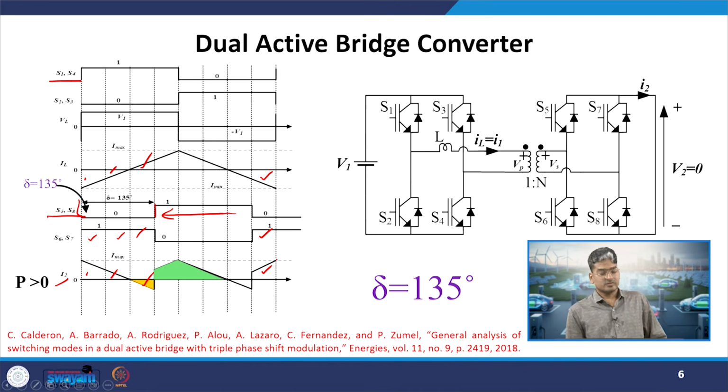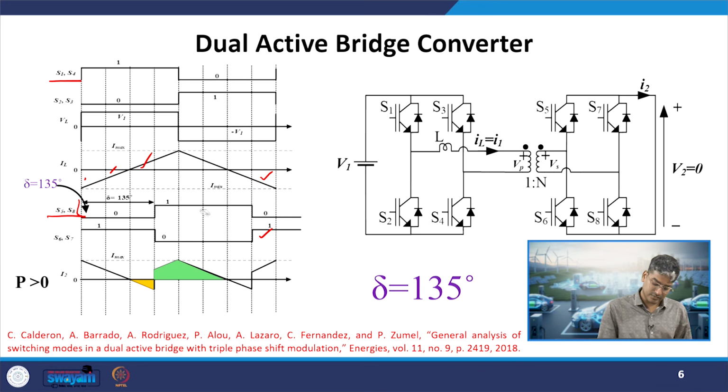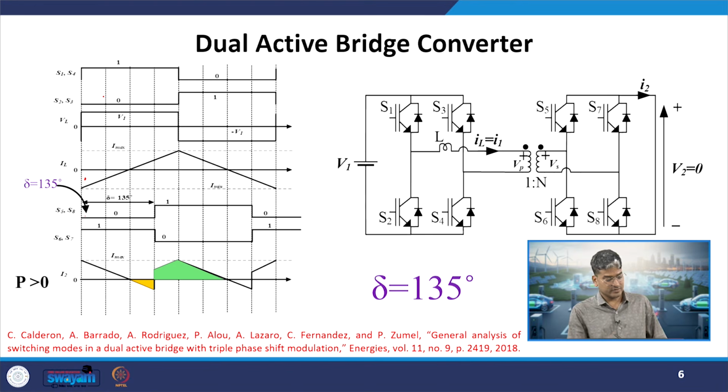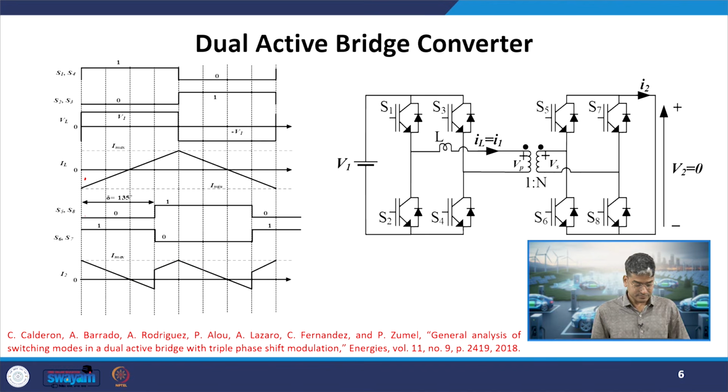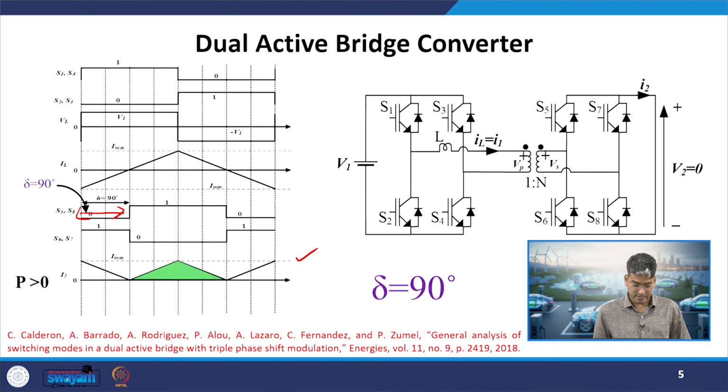So, from our conclusions we have found that this will be my I2 waveform when the pulses are delayed by 135 degrees, or delta is considered to be 135 degrees. Now, in this case, what will be the power being transferred? If this is my I2 waveform, what will be the power being transferred? So, let us go back to the 45 degree case.